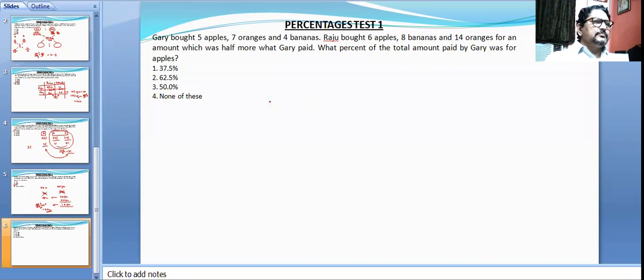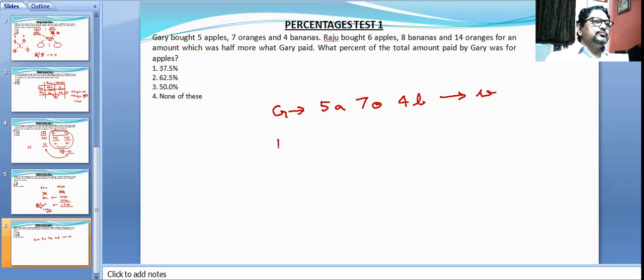So let's write down how much Gary bought. Gary bought 5 apples, 7 oranges, and 4 bananas. Let us suppose he spent value V.